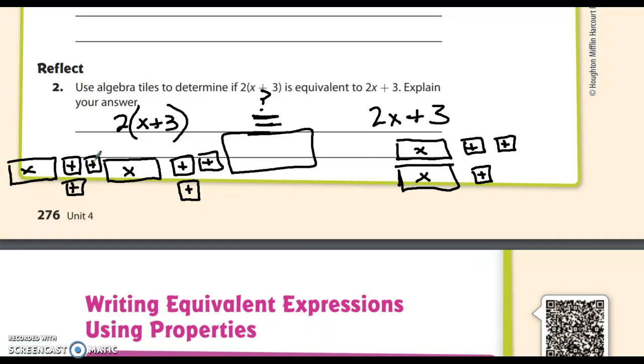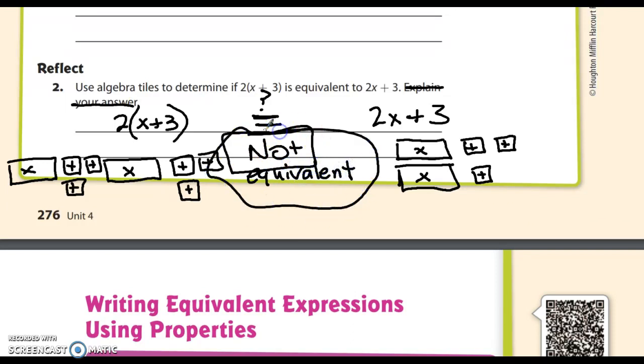Do I have the same amount? Over here I have 1, 2 x's, and over here I have 2 x's. Over here I have 1, 2, 3, 4, 5, 6. Over here I have 3. Are they equal? The answer is no. They're not equivalent. And it does say explain. I'm not going to explain my answer because it says use algebra tiles, and if you have a picture here, then that is your explanation. I'm going to write not equivalent. No is fine, but not equivalent. They're not equivalent. We just proved it using algebra tiles. All right, excellent work. We are done with page 276.